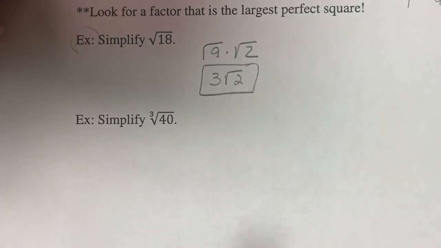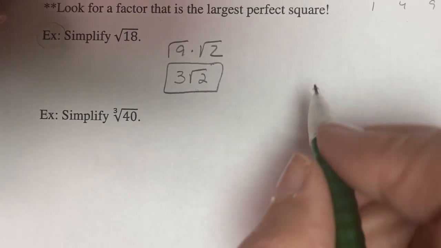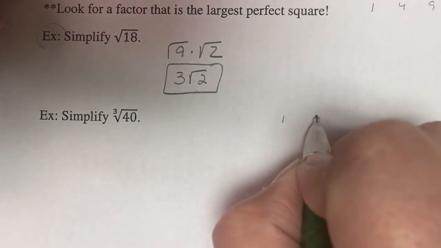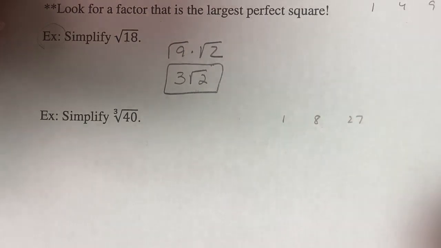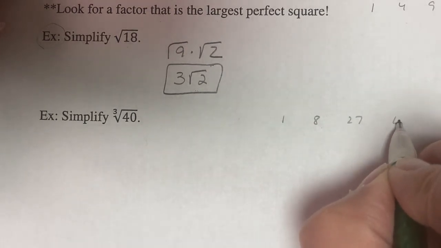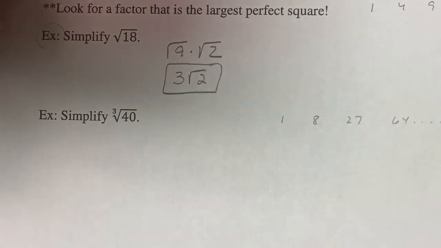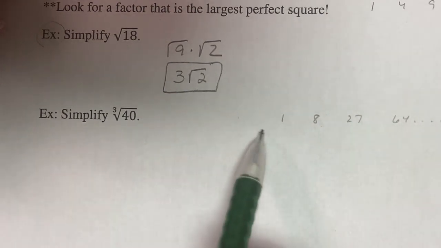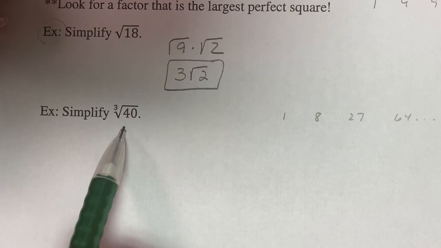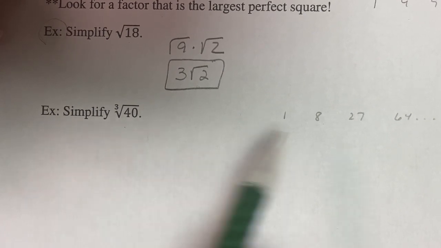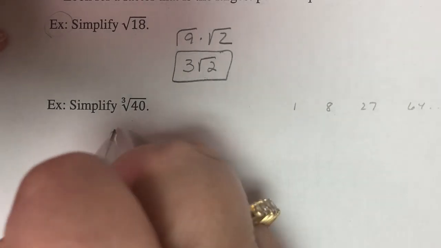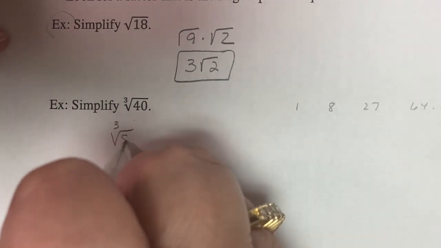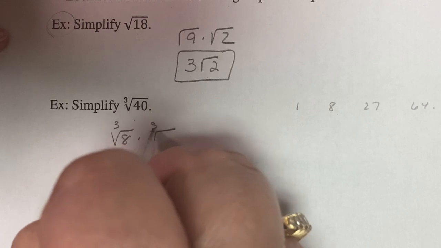Well, same type of thing with the cube root. Now remember, your perfect cubes are 1 cubed, which is 1, 2 cubed, which is 8, 3 cubed, which is 27, 4 cubed is 64, and so on. So is there a perfect cube that divides evenly into 40? Absolutely there is. It is 8. So I can break up the cube root of 40 into the cube root of 8 times the cube root of 5.